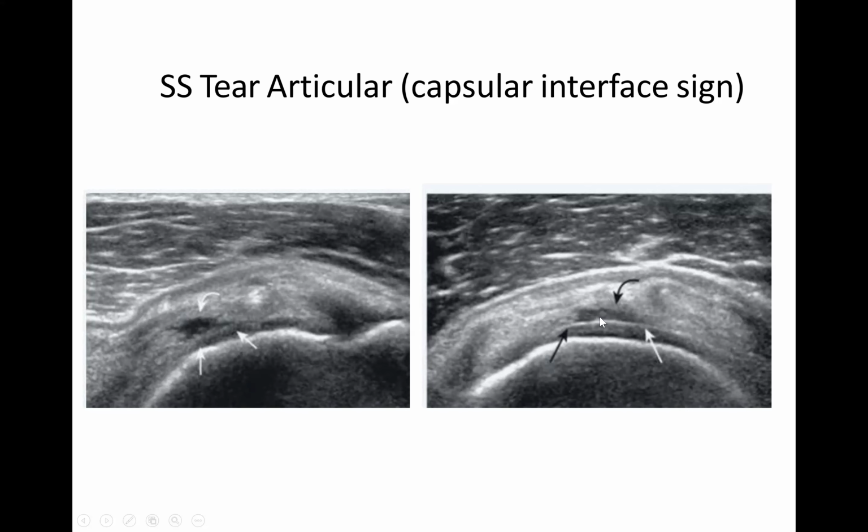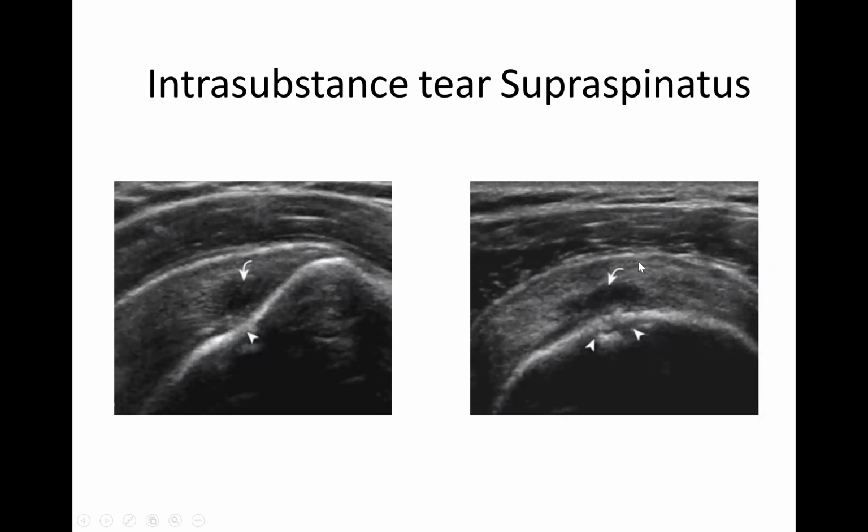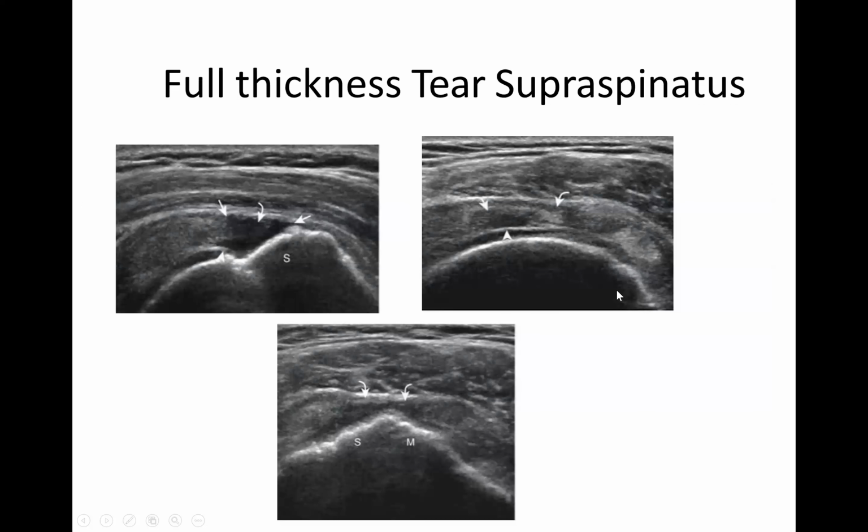Then this is the tendon involving the bursal area. There's the tendon, this is the bursal area, this is the deltoid, and this is the tear which involves the bursal side of the supraspinatus. Then we look for the intrasubstance tear. Then the full thickness tear, where we cannot see the ends of the tendon.